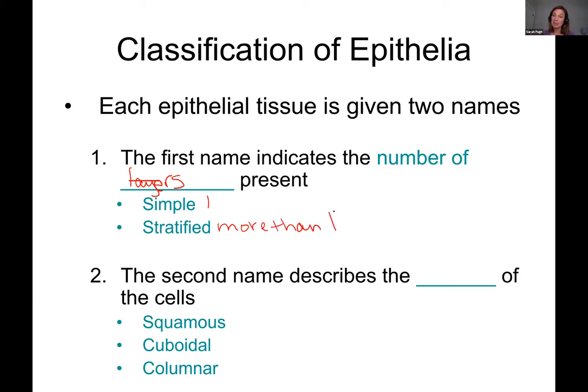The second name in epithelial tissue will tell you the shape of the cells. So if the cells are squamous in shape, think flat. Okay, these are flat shaped cells. And then cuboidal is cube shaped, columnar column shaped. Okay.